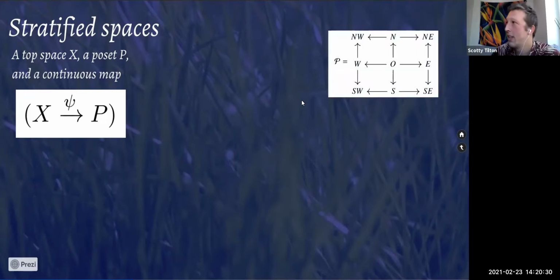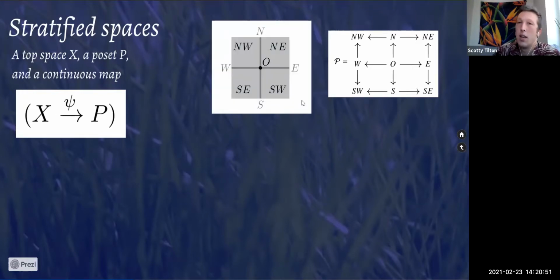I think when we see a couple more examples, it'll feel better in our bones what that means. Okay, so let's think about this poset. So there's the origin. You can walk north, you can walk east, you can walk west, and then there's northwest, northeast, southwest, and southeast. This is a poset. Things are less than or equal to each other. That works out. And now let's consider R2, but with the map defined as it looks like it should be. If you're in the northeast part of R2, you get sent to northeast in the poset. If you're in the north part of R2, you get sent to north in the poset. If you're sitting at the origin, you get sent to the origin.